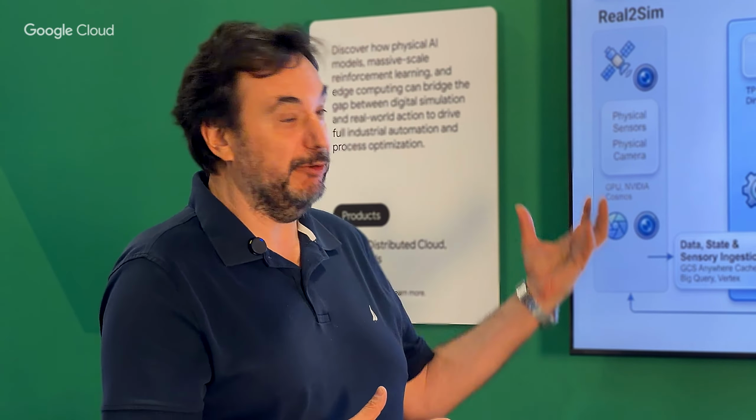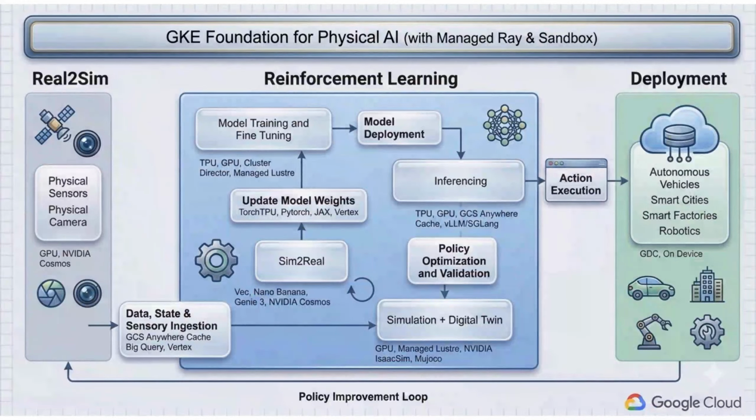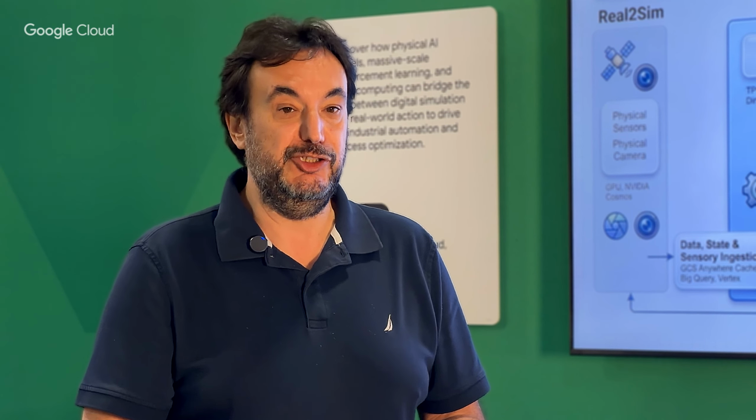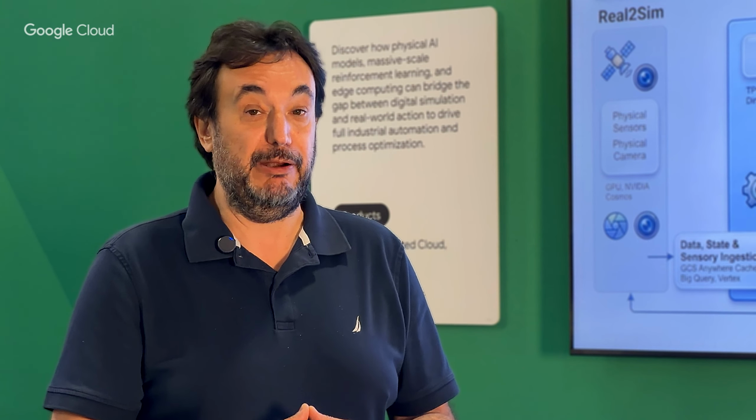The general picture that we have in mind, the general architecture, is that there is a real to sim component where you have to take those real environments and convert them into a digital environment where you run the simulation. The simulation has to run efficiently. Very often those robotic simulations require millions of iterations. So running efficiently on efficient hardware like the G4 instances in Google Cloud is paramount.